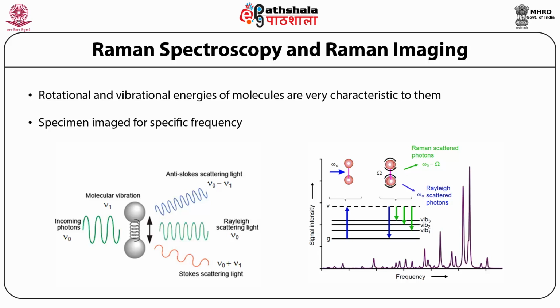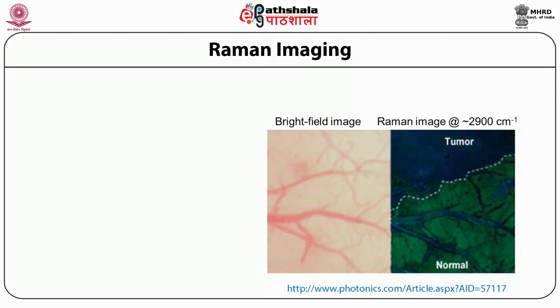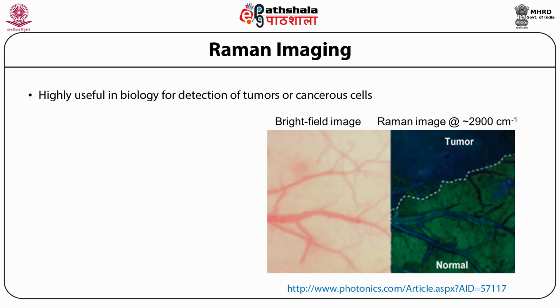And now the idea in Raman imaging is that you pick any one of these lines in the spectrum and fix your microscope in such a manner that you image the sample only for this frequency, and that is what gives you Raman imaging. Raman imaging is highly useful in biology for detection of tumors or cancerous cells. Why it is so popular in biology is because in regions where there is tumor or the cells are cancerous, Raman frequencies which you see in the Raman spectrum are shifted slightly.